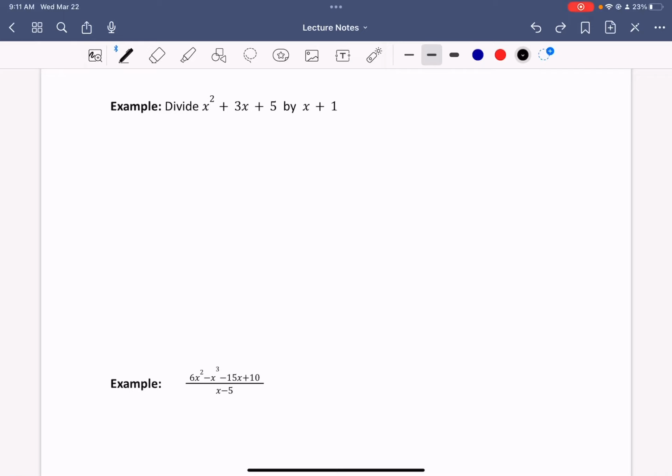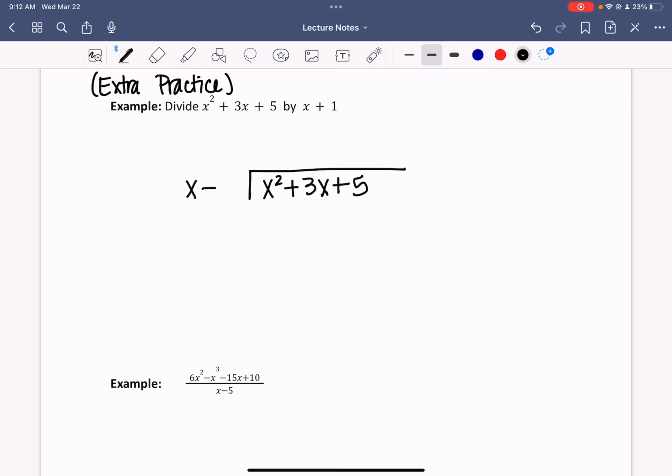Let's work some more long division problems just to give us some extra practice. So this video is just going to be extra practice of our long division. First thing we're going to do is set it up. I'm going to put my long division bar. I'm dividing x squared plus 3x plus 5 by x plus 1.